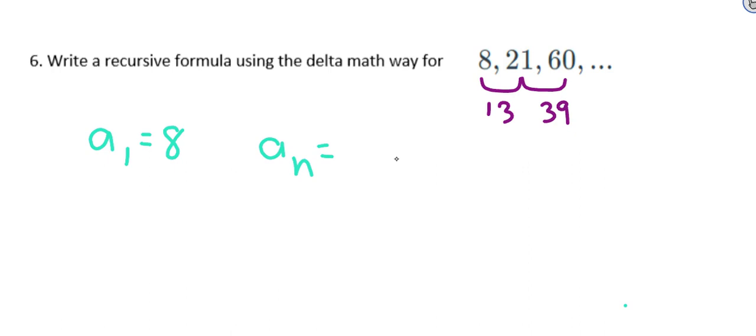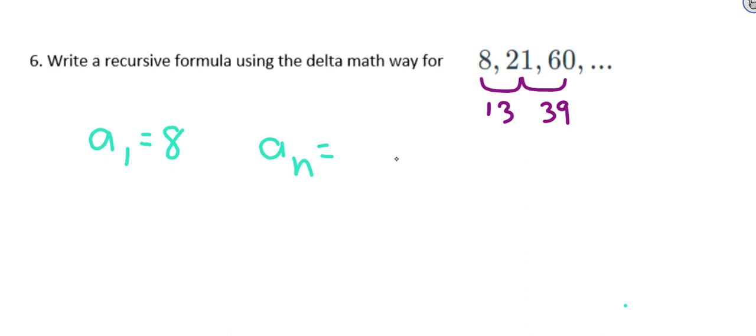What I noticed is, first I was like, how about 8 times 2 plus 5? Okay, that sounded good. That got me to 21, right? But 21 times 2 plus 5, oh, didn't get me to 60. And then I started messing around with what about times 3? Because I could tell multiplication is going on here. It's not going up fast enough for it to be a multiplier, like an exponential. It's not geometric. So I thought, well, what about 3?